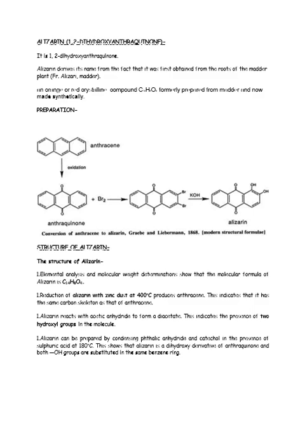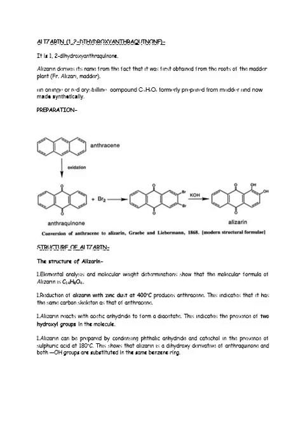Next, alizarin. It is also known as 1,2-dihydroxyanthraquinone. Alizarin derives its name from the fact that it was first obtained from the root of the madder plant. It is an orange or red crystalline compound. Its molecular formula is C14H8O4. It was formerly prepared from madder and is now made synthetically. Preparation. Anthracene undergoes oxidation to give anthraquinone, which reacts with bromine to form an intermediate, which when reacted with potassium hydroxide will ultimately form alizarin.